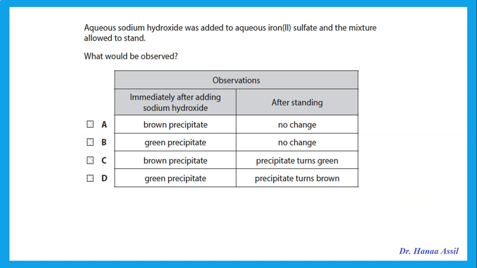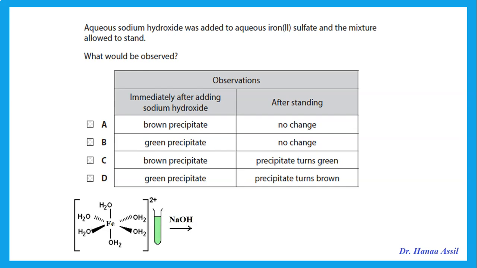Aqueous sodium hydroxide is added to iron 2. Again, what is the color of iron 2 complex in water? This is green. So we're starting with a green solution. Now we're adding sodium hydroxide. This gives a green precipitate.